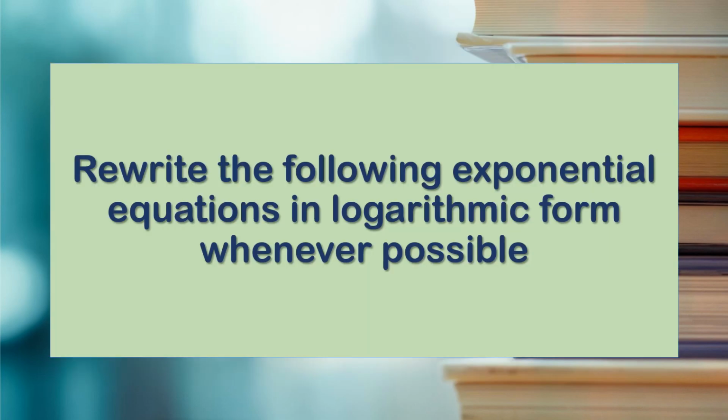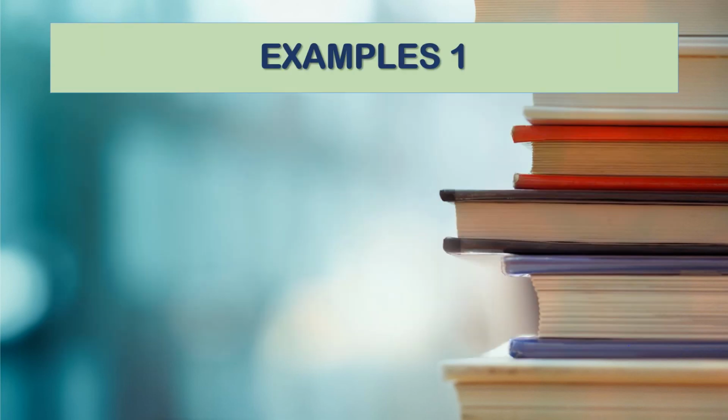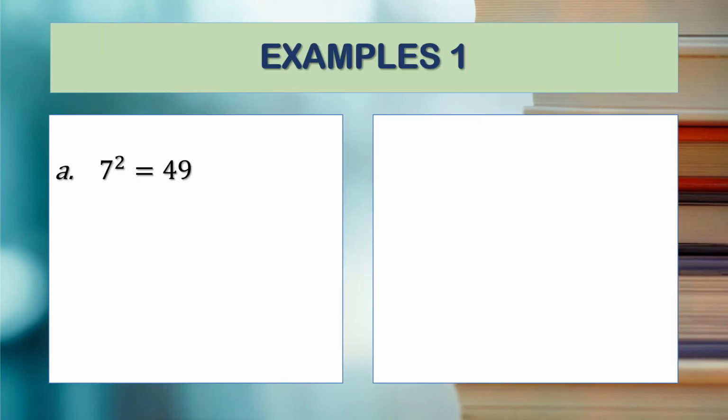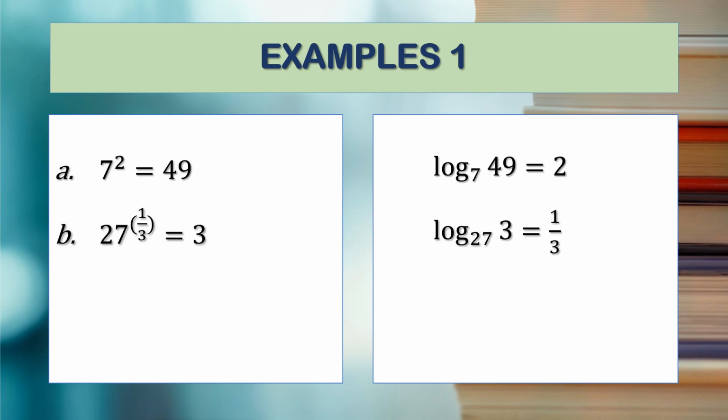Okay, let's do this exercise. Rewrite the following exponential equations in logarithmic form whenever possible. Here are the examples. First, we have 7 raised to 2 is equal to 49. In logarithmic form, we have log of 49 with base 7 is equal to 2. Next, we have 27 raised to 1/3 is equal to 3. In logarithmic form, the log of 3 with base 27 is equal to 1/3.